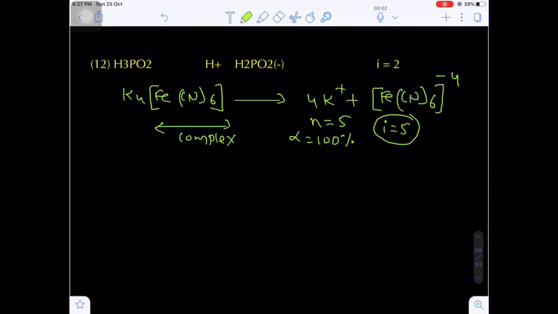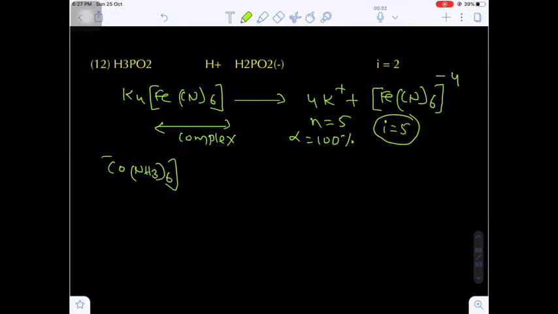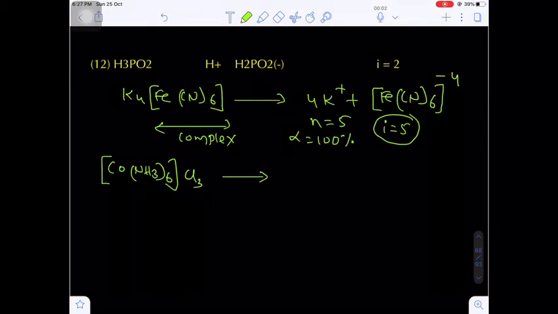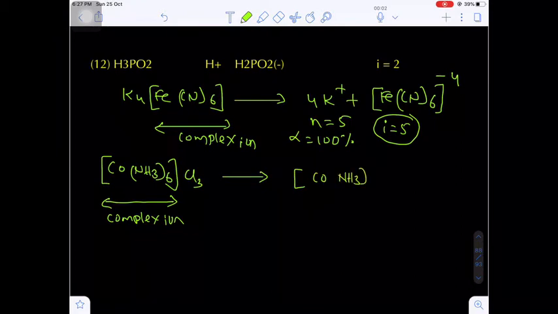Next, [Co(NH3)6]Cl3. Now this is also a coordination compound, [Co(NH3)6] whole Cl3. Again what I am saying here, the complete square bracket is a complex ion. It is which ion? Complex ion. So a complex ion does not undergo further ionization. That's why we have to consider the whole complex species as one particle.